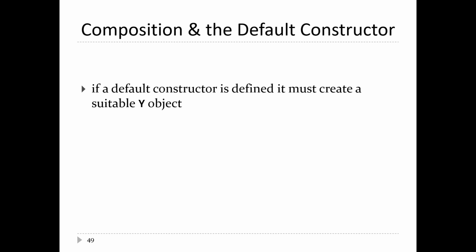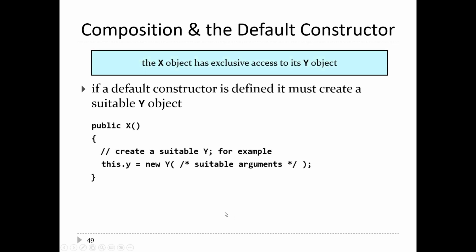Okay, so if you're going to implement a composition, then it's the same as implementing any class. You'll have fields, constructors, and methods. So a default constructor, if it's defined, is just going to create a suitable Y object. So there's nothing new here. A no argument constructor for our class X will simply make a new Y object. In general, we don't know what parameters you need to pass to the Y constructor because we don't know what Y is. But you're just going to pass in whatever arguments are required to make a suitable object in this case. This is the same thing you would do in any class.